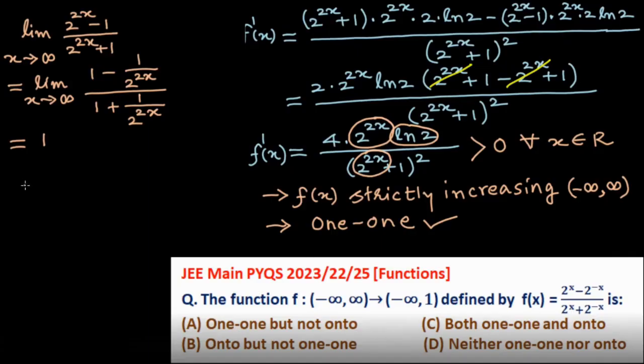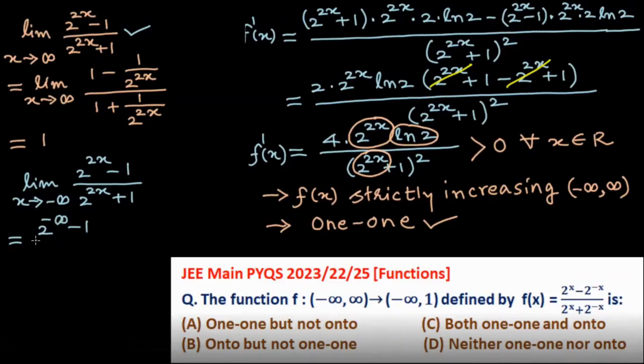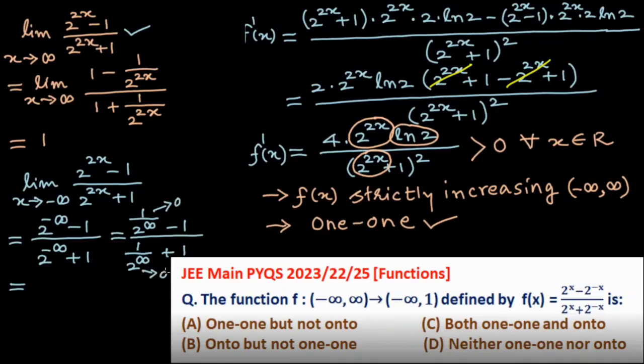Next we will take the limit as x tends to negative infinity of this function (2^(2x) minus 1) upon (2^(2x) plus 1). Taking limits, this will be (2^(minus infinity) minus 1) upon (2^(minus infinity) plus 1), which is (1 upon 2^infinity minus 1) upon (1 upon 2^infinity plus 1). This will tend to 0 and this will also tend to 0. So the limit will be minus 1.